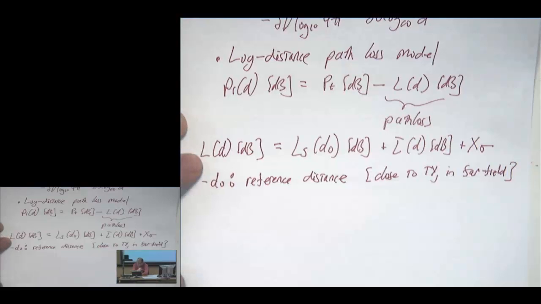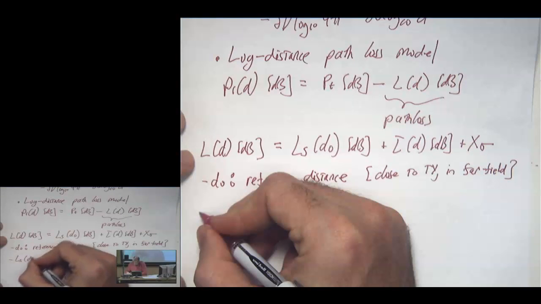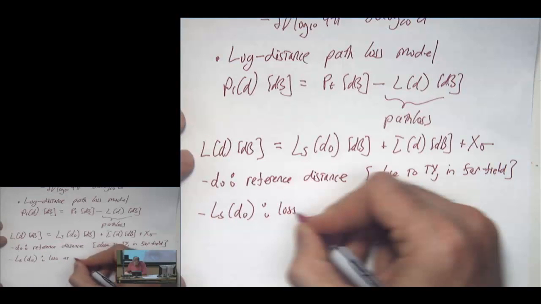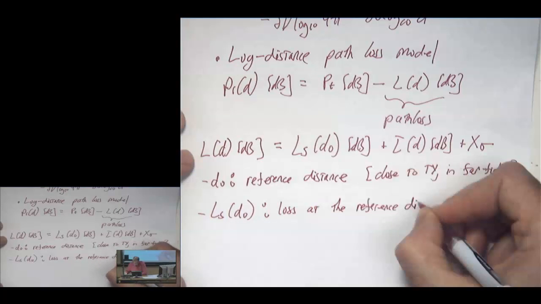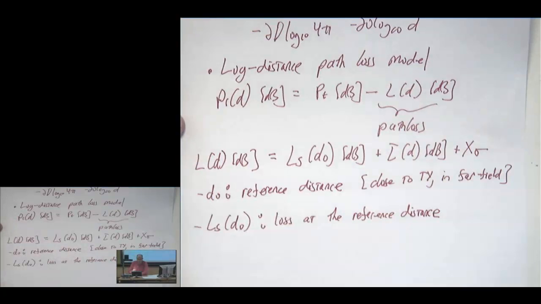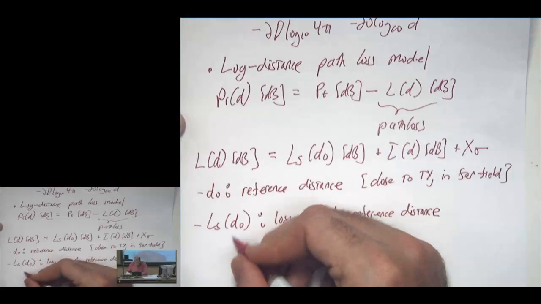This LS of D0 is the loss at the reference distance. So this would be at that 1 meter away, you measure the average received signal strength. And that's what the LS of D0 here would be. If you're given this in a problem and you're not told what this is, then you use the first free space equation to find it.